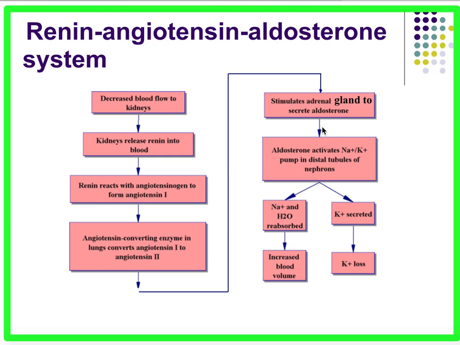What aldosterone does is it turns on the sodium-potassium pump, which causes you to reabsorb sodium, and water follows. That will increase your blood volume, and it will cause you to secrete potassium, which leads to potassium loss.